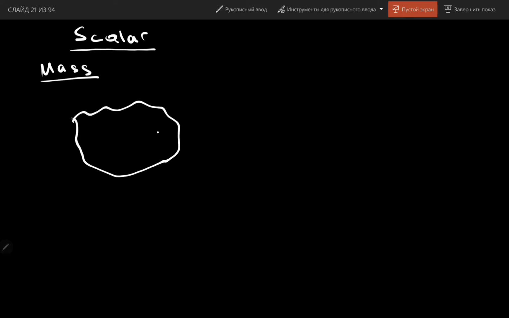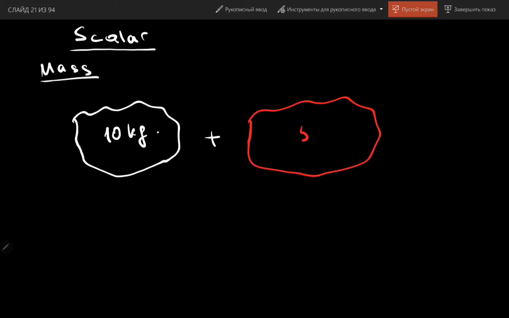Now let me give you the main difference between scalar and vector. Why direction is important. So first of all, let's start with scalar. Scalar quantity. As an example, let's take mass. Let me give you a simple example. We have an object. Mass of this object is 10 kg. And let's add to this object another object with mass 5 kg.